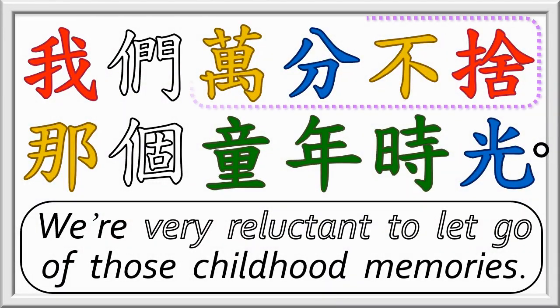You'll recall from lesson 44 that 舍 represented a temporary dwelling that would soon be abandoned when no longer needed. By adding the hand radical, the verb 舍 was created, meaning to abandon, throw away, part with, or give something up. With that in mind, these next two examples contain the expression 万分不舍, meaning something is extremely difficult to part with. 我们万分不舍那个童年时光。We're very reluctant to let go of those childhood memories.